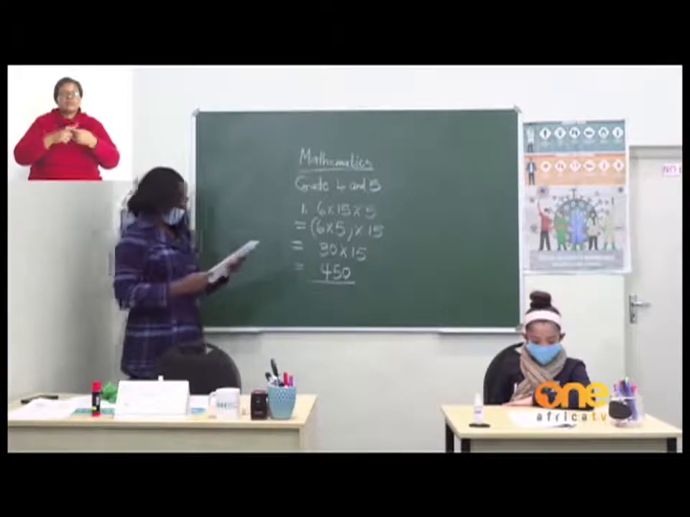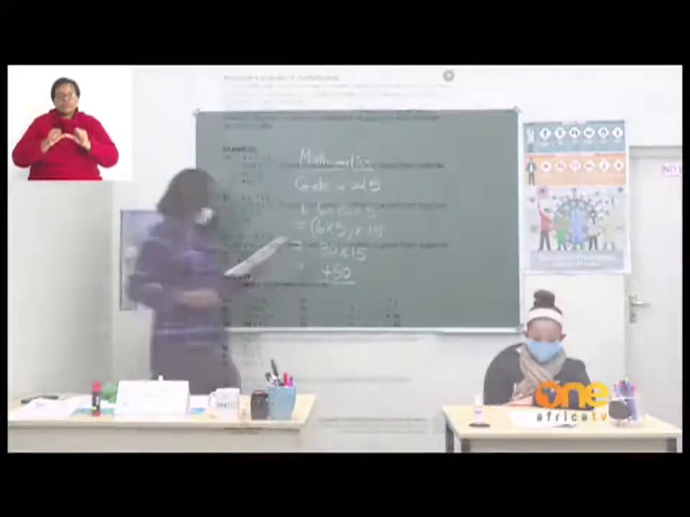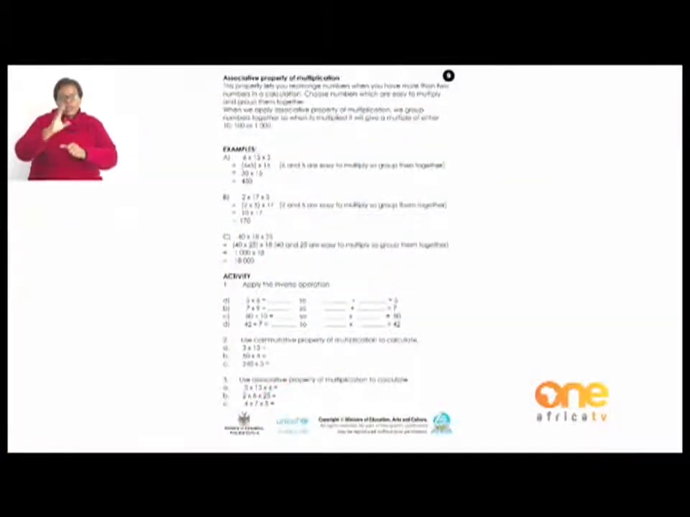Boys and girls, I want you to go through the example of B, C, and when you are done with that, when you master the method, we can go for activity. What does the activity say? Number 1, apply inverse operations, whereby we have in A, we have 5 times 6.